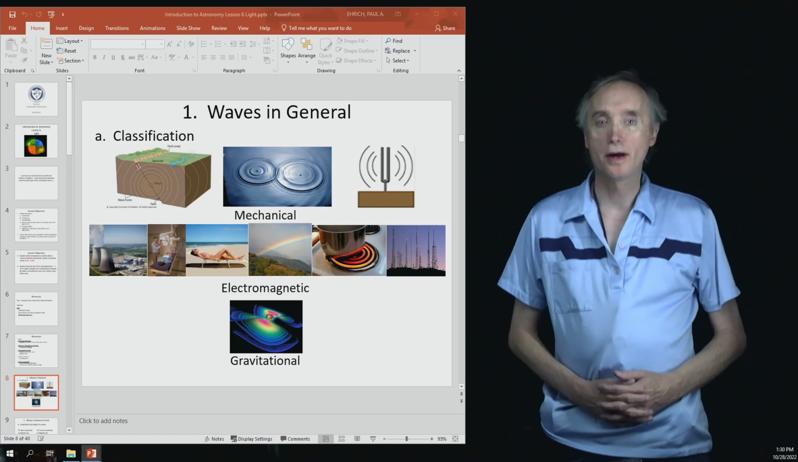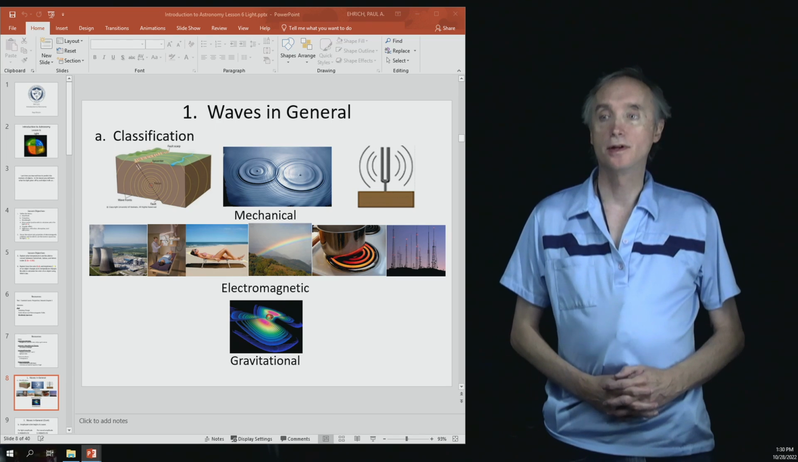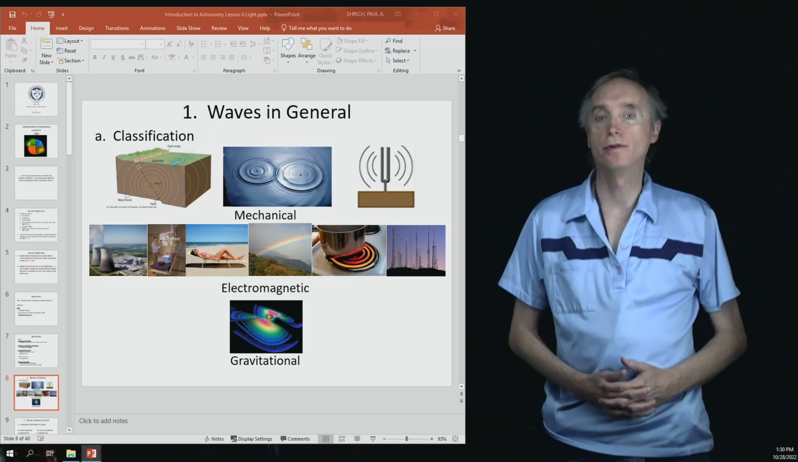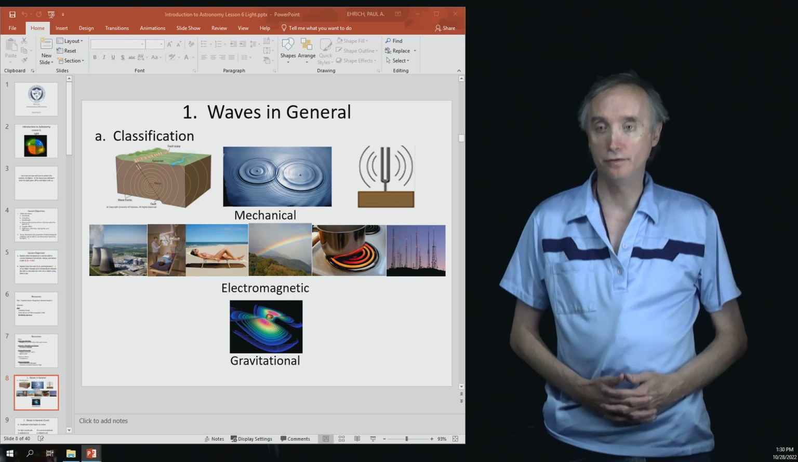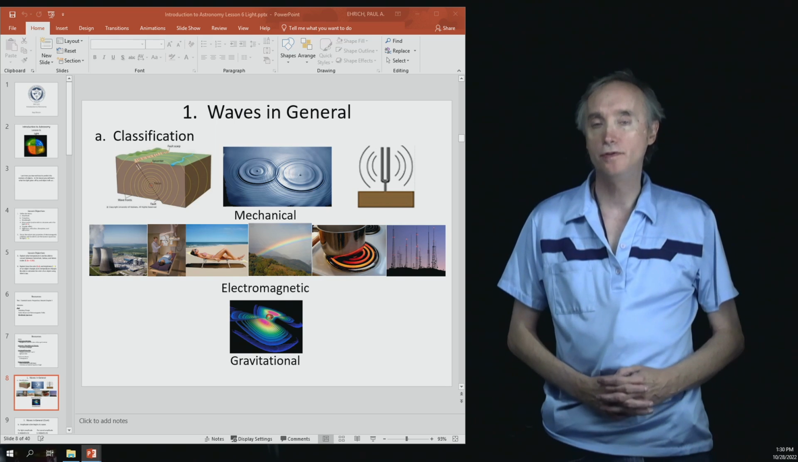Hello and welcome back. So now in this segment of lesson number 6 about light, let's talk about what different kinds of waves there are. Waves can be broken down into whether they're a mechanical wave, an electromagnetic wave, or a gravitational wave. A mechanical wave means that the wave is being carried by matter.